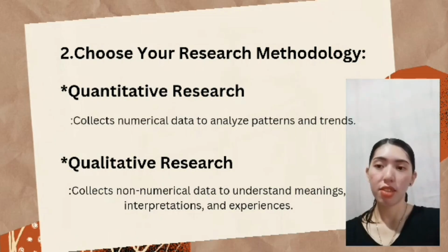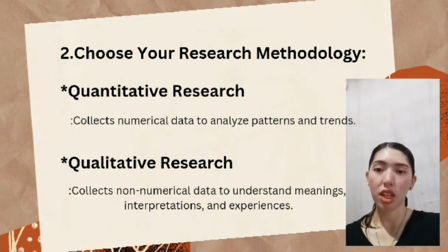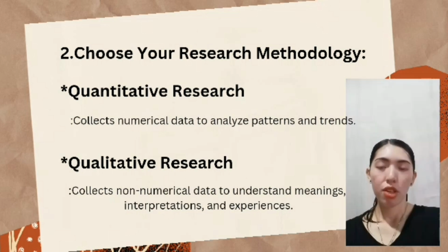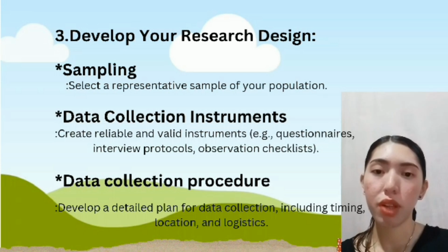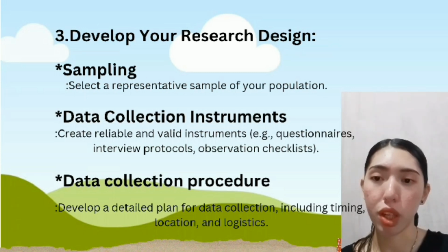The second one is choose your research methodology. The first part is quantitative research. Quantitative research collects numerical data to analyze patterns and trends. Qualitative research collects non-numerical data to understand meanings, interpretations, and experiences. The third one is develop your research design. There are three parts. The first one is sampling. Sampling is to select a representative sample of your population.